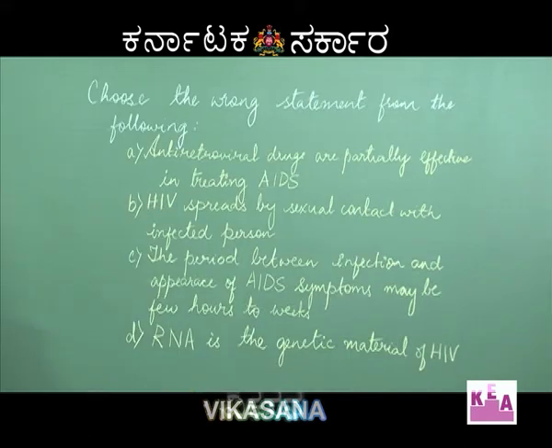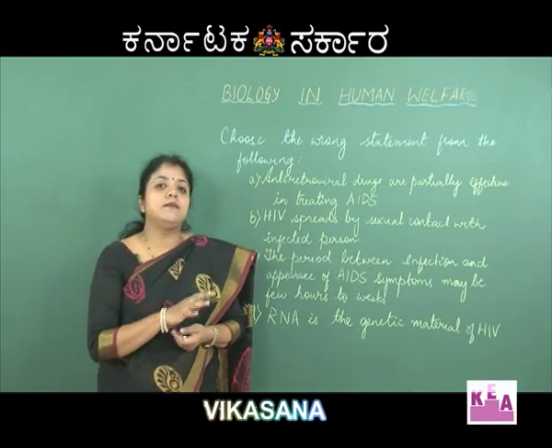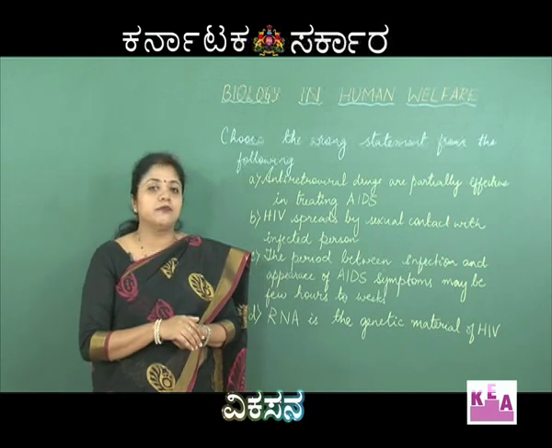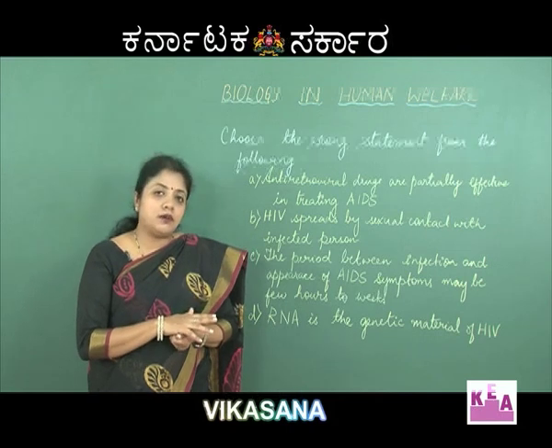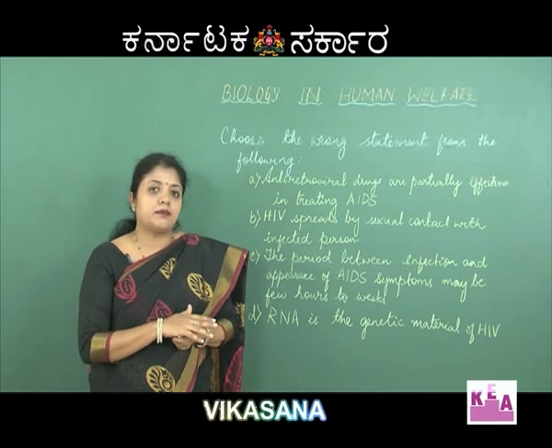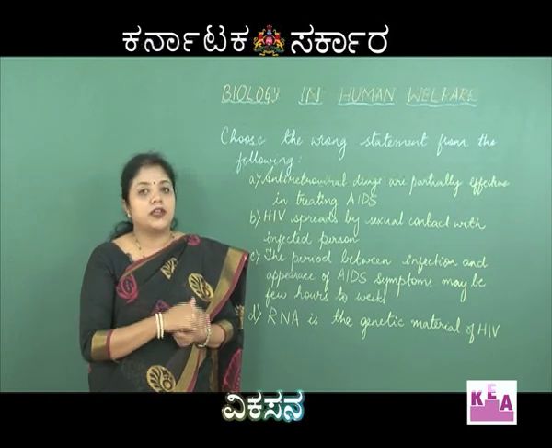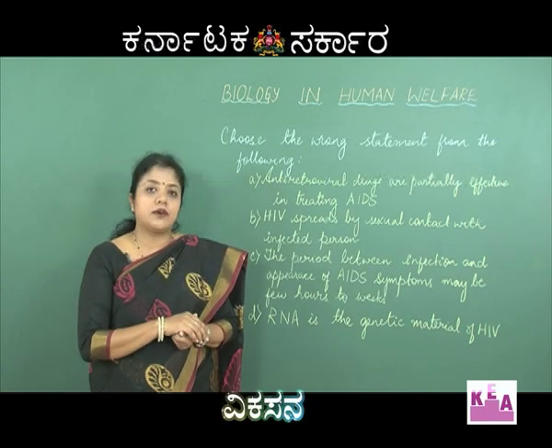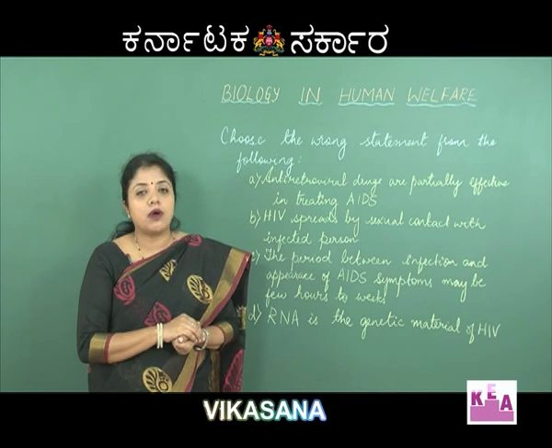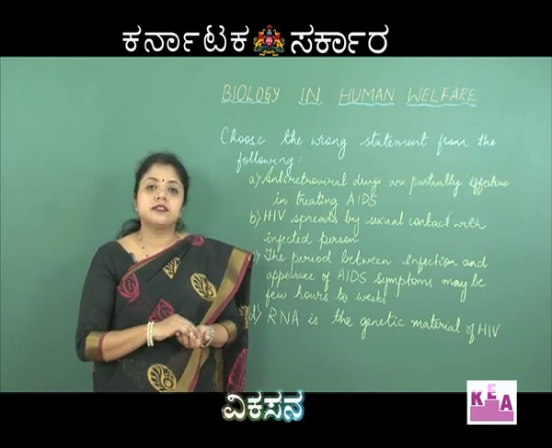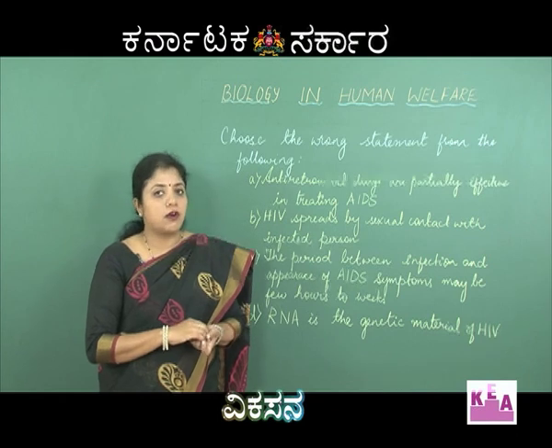The last statement which we haven't discussed is the period between infection and appearance of AIDS symptom may be few hours to weeks. Now, actually, once a HIV gets into the body, it may stay there as a latent organism for anywhere between few months to several years. It is found that the symptom may appear 5 to 10 years after the infection has occurred, and on an average it is found that it may take about 28 months for the symptoms to show up after the infection. So this statement C is a wrong one.